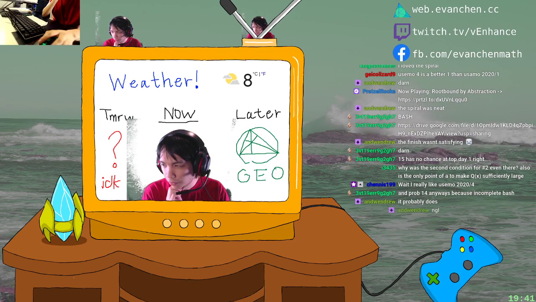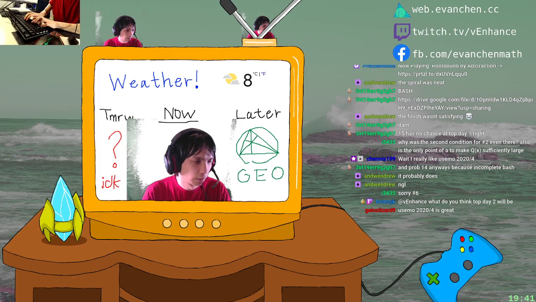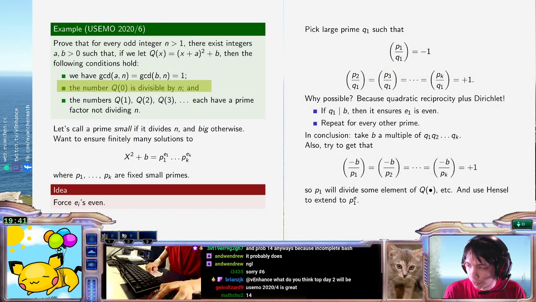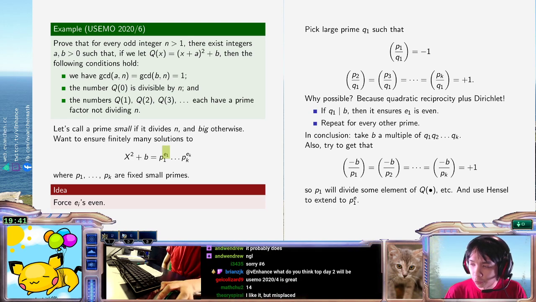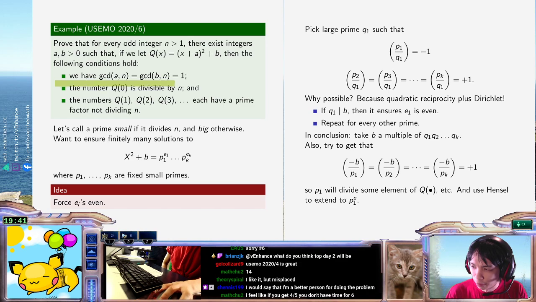Why is the second condition for number 2 even there? Oh, the reason this condition is here is because if you don't include it, then the strategy is to bound the e_i. You pick B to be like n to the n, and then it'll just work for vacuous reasons. That's why you need this condition. The problem becomes much easier without the n divides q_0 condition.